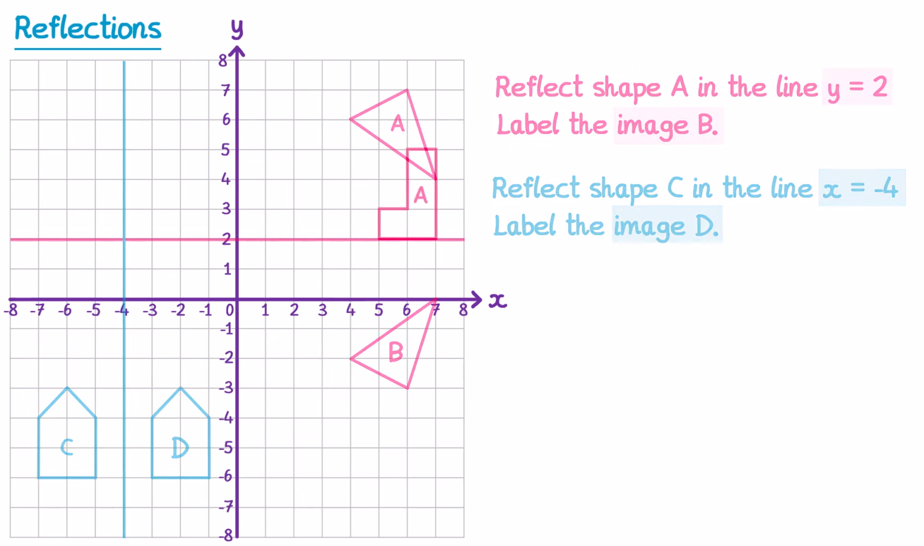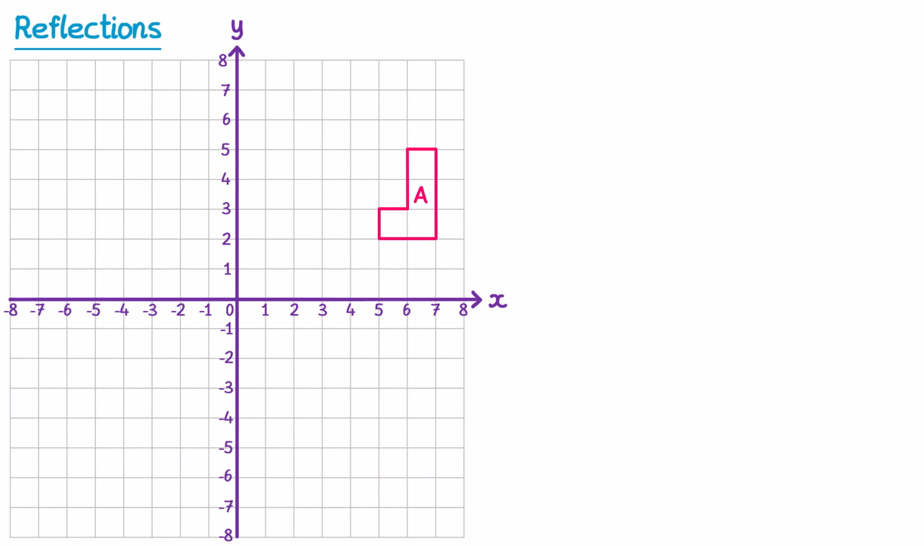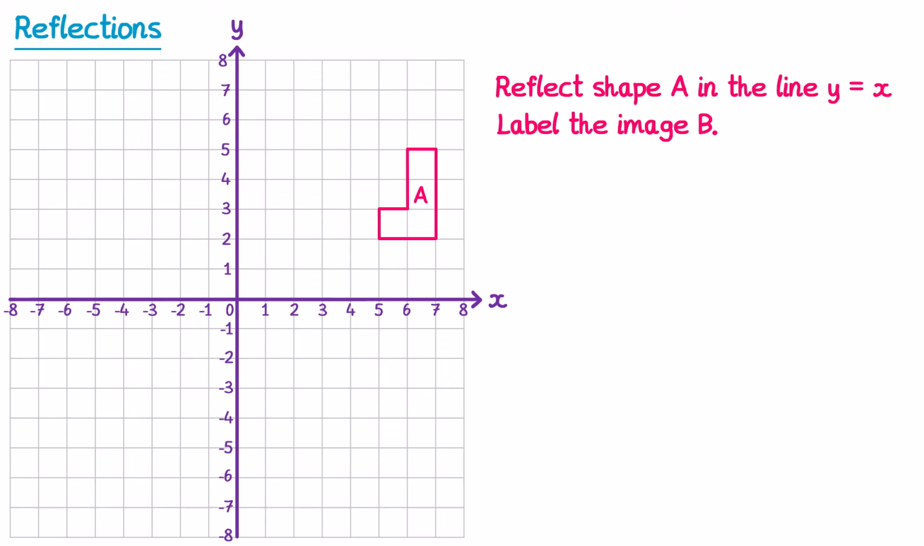Now let's have a look at a slightly different example. So in this one we have shape A, and we need to reflect it in the line y equals x, and we're going to label the image B. Now in the previous examples, the lines were always of the form y equals a number or x equals a number. But this one has the equation y equals x, and we haven't looked at that line yet.